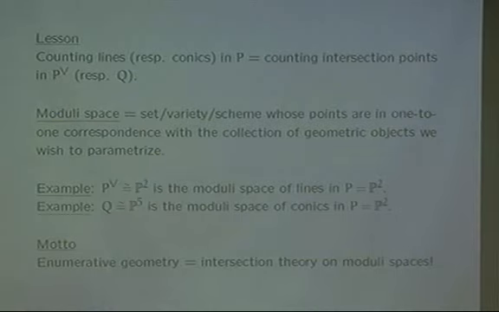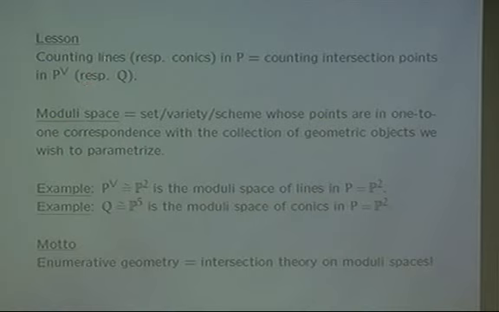Here on the left-hand side, you have to count lines, you have to count conics, you have to count geometric objects, which may be very complicated. When on the right-hand side, you just count the points. That's the difference. On the left-hand side you want to count some complicated geometric objects, but on the right-hand side you're counting just points. That's the difference.